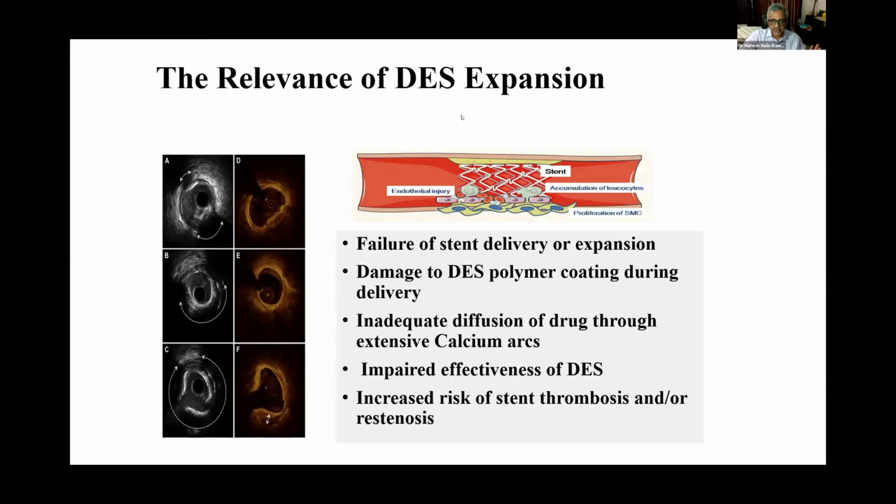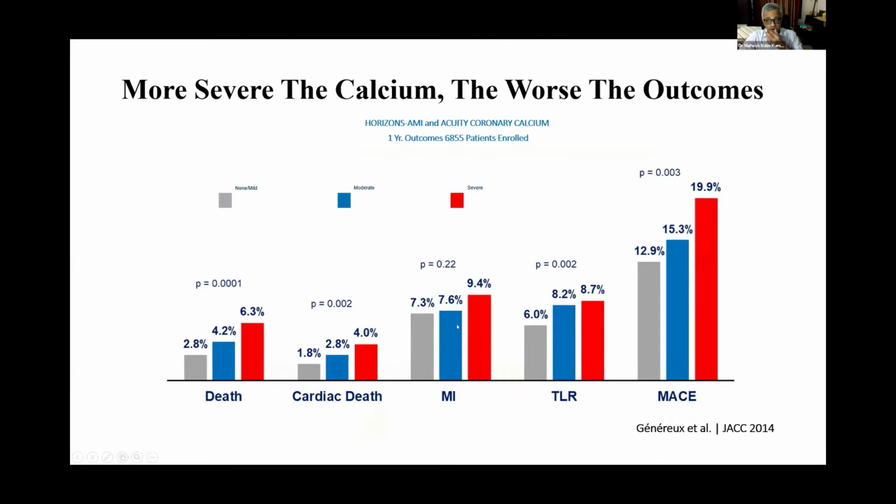So what are the reasons why the stents fail? Failure in the stent delivery or expansion, damage to the polymer. If you push it through without having prepared the bed well, the coating is going to get damaged. Inadequate diffusion of the drug through extensive calcium. If it persists, the drug doesn't get transferred into the endothelial cells. This impacts the effectiveness of DES, and increases the risk of stent thrombosis or restenosis. So this is the reason why we need to tackle and handle the bed properly before we go in with the stent.